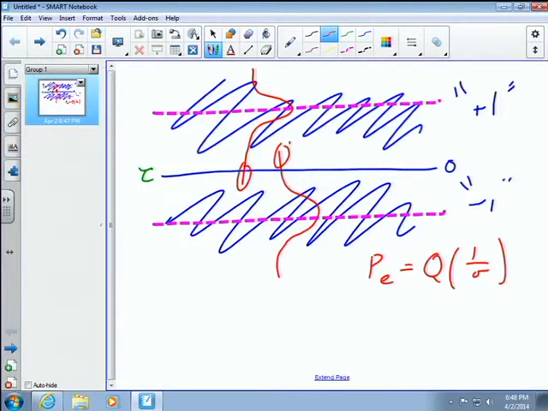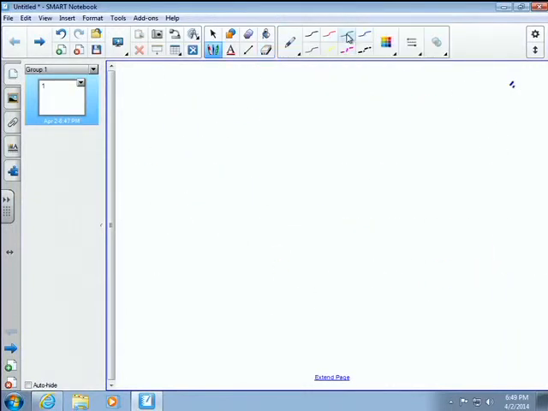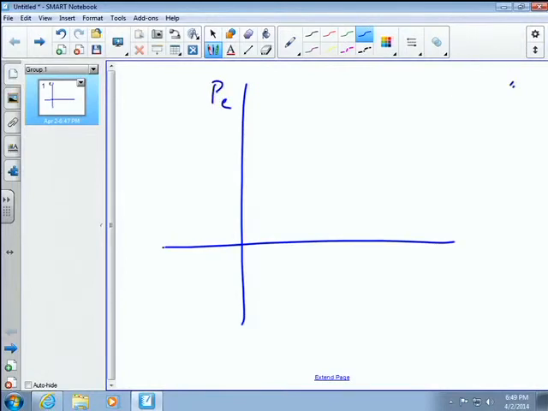Now, you might ask, what happens if there's ISI? Remember what happened when there was ISI? We had the following curve. We did this several lectures ago. Here's, let's say, my probability of error curve. Waterfall.